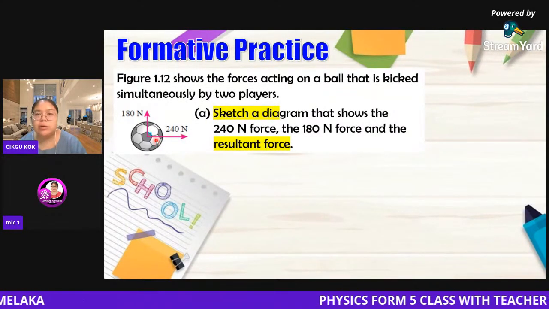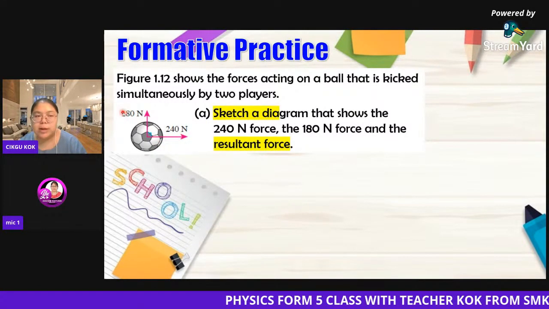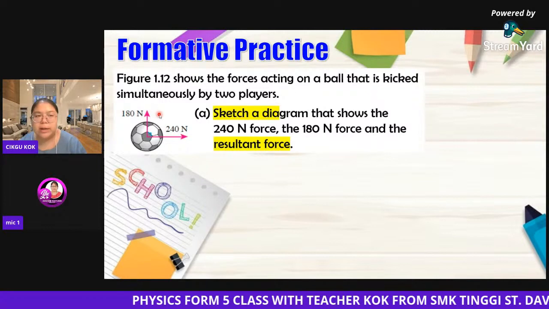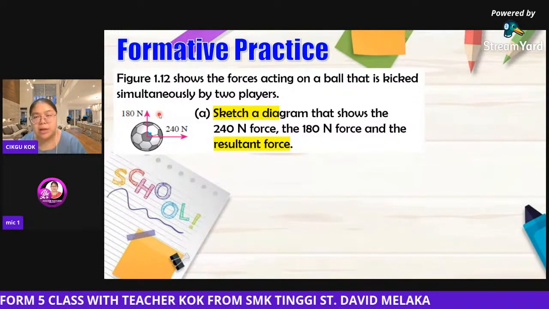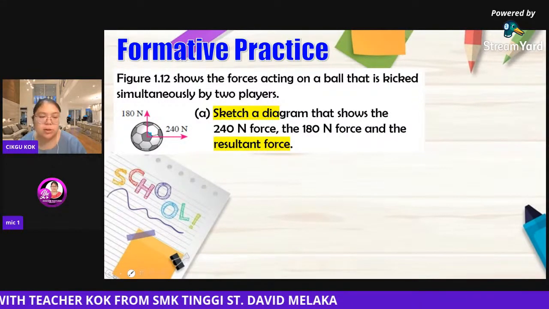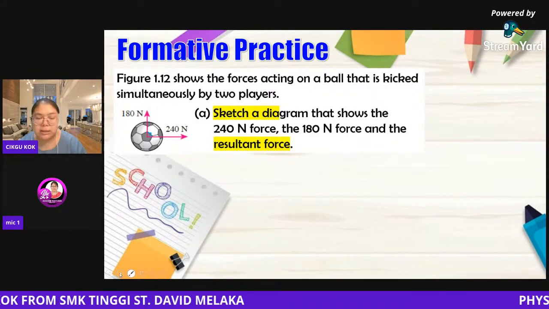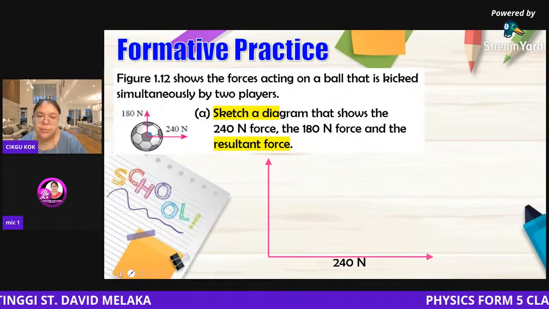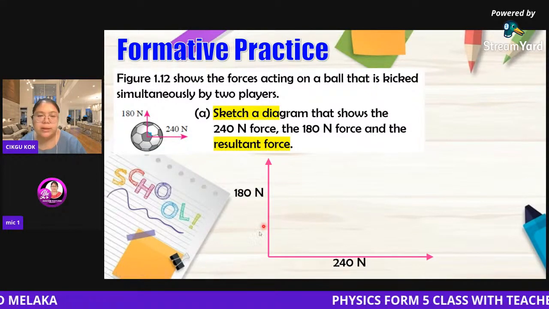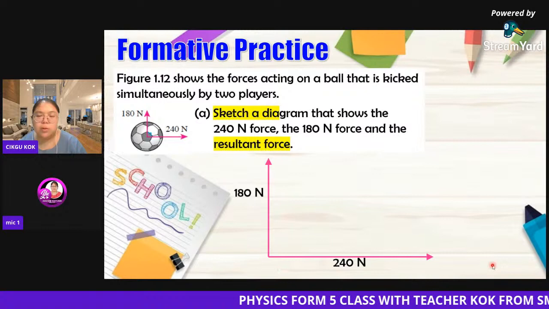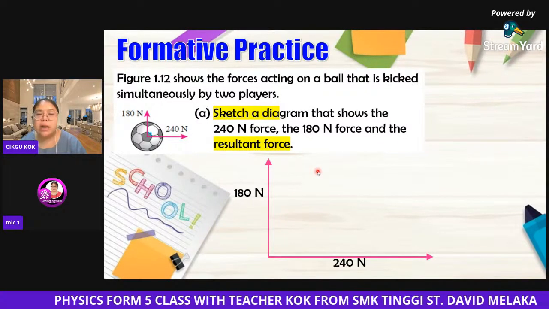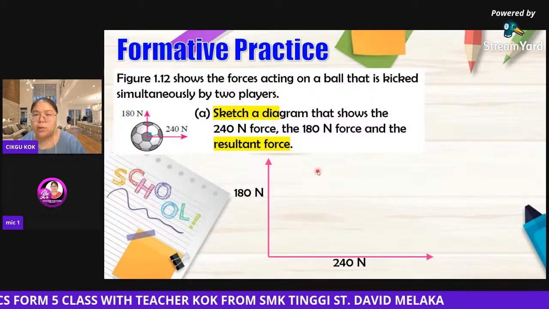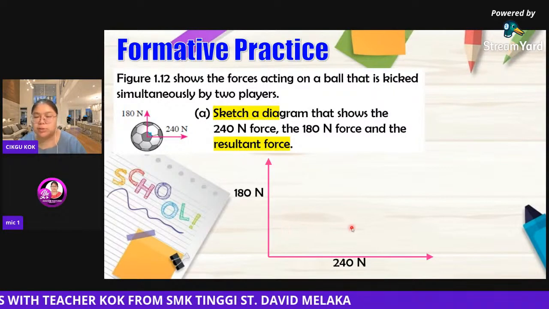That means you need to represent the scale. Okay, 180 Newton is represented by how many cm? Then you write it there. We sketch, so we do not need to follow exactly. This one is 180, this one is 240. This question never asks you to draw a parallelogram. For a parallelogram, it needs to be exactly 180 Newton. This one is just a sketch.